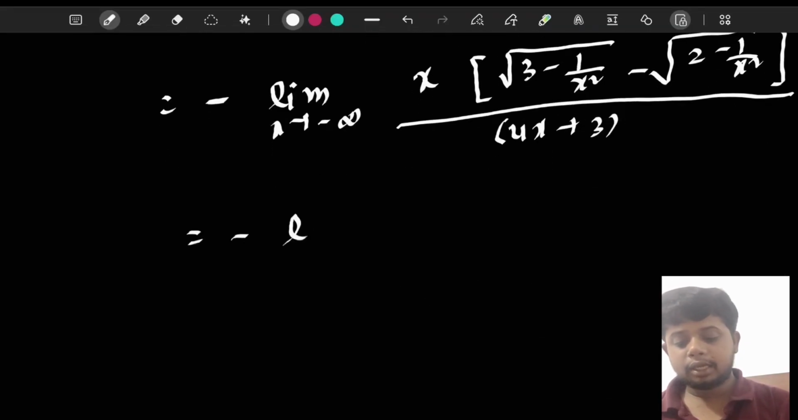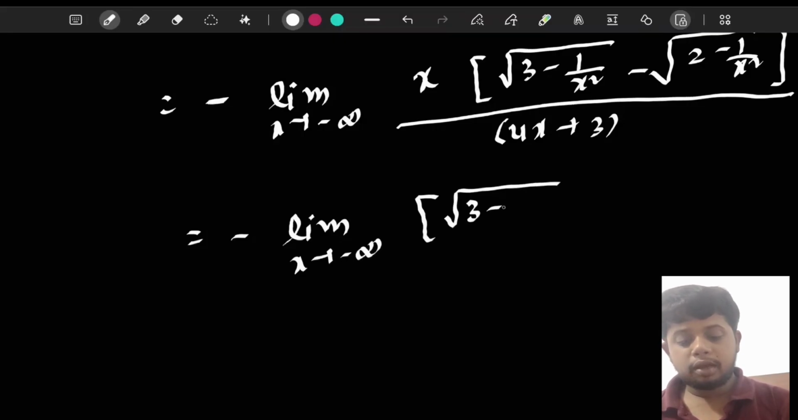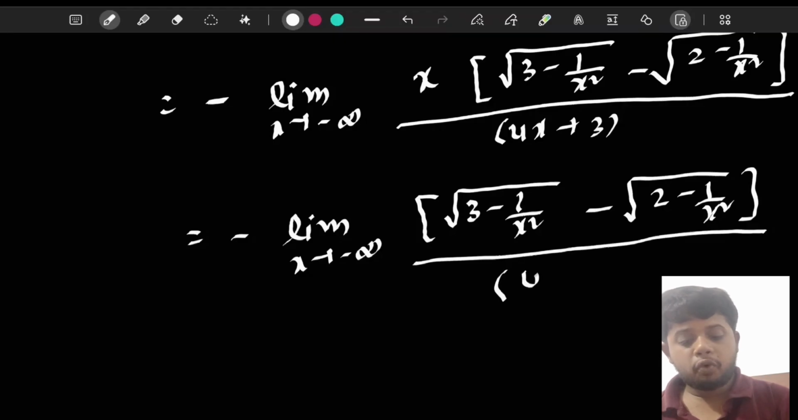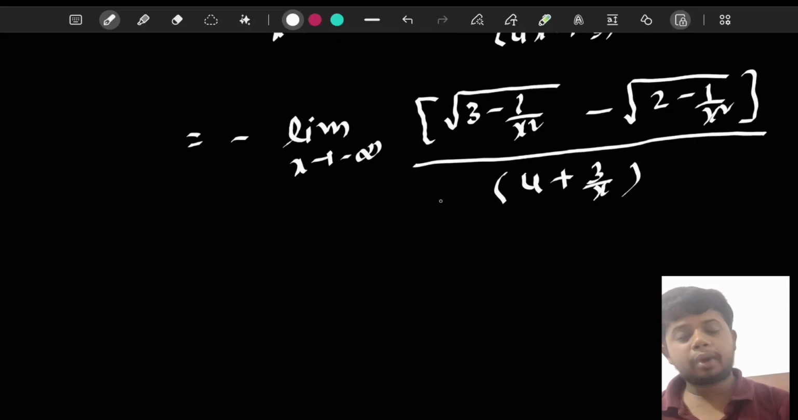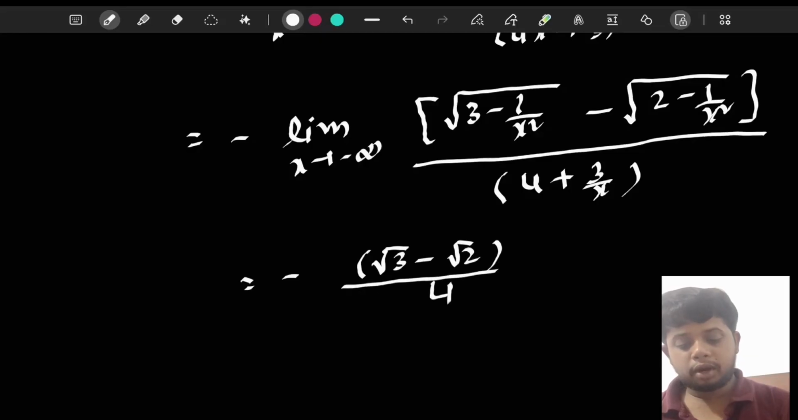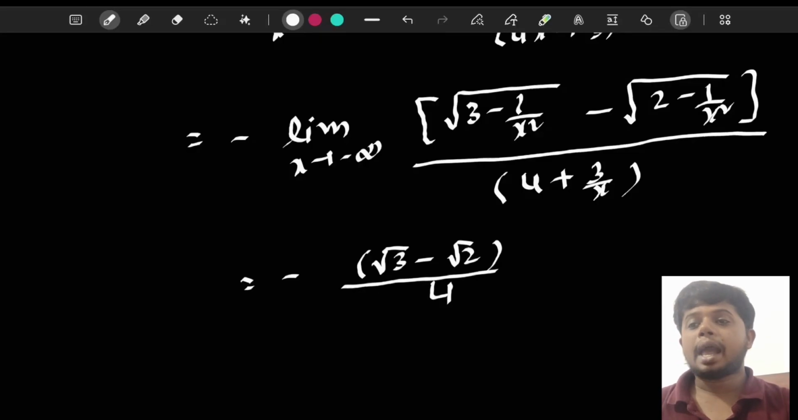I'm getting minus limit x tending to minus infinity, root of 3 minus 1 by x square minus root of 2 minus 1 by x square, divided by 4 plus 3 by x. So x will go to minus infinity, that means 1 by x square will eventually become 0. So I'm getting minus of root 3 minus root 2 by 4, and that is our answer.